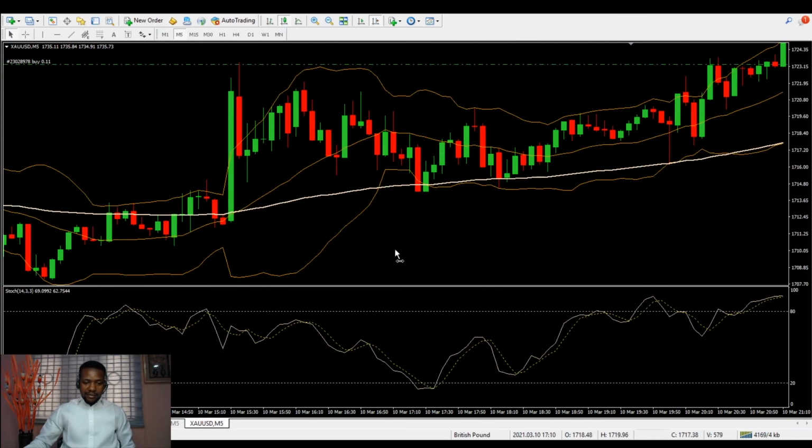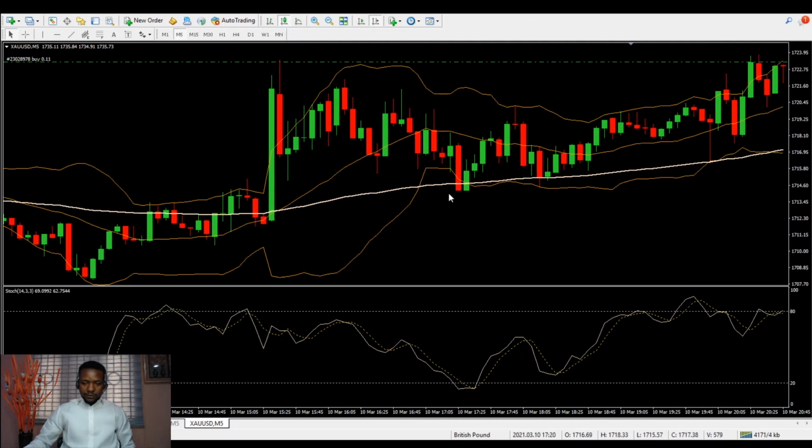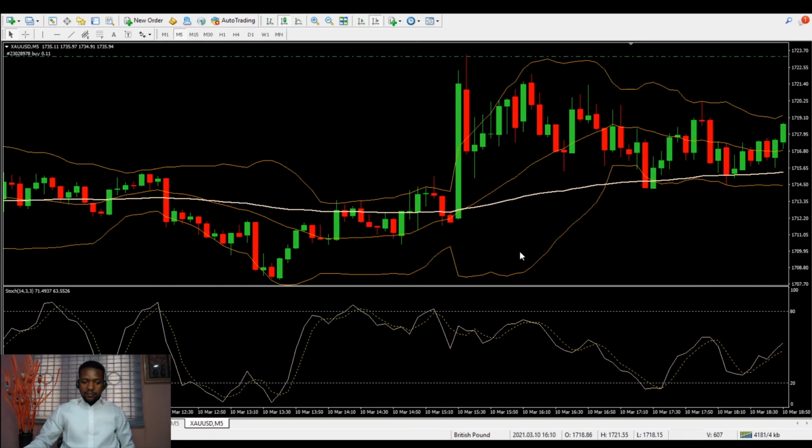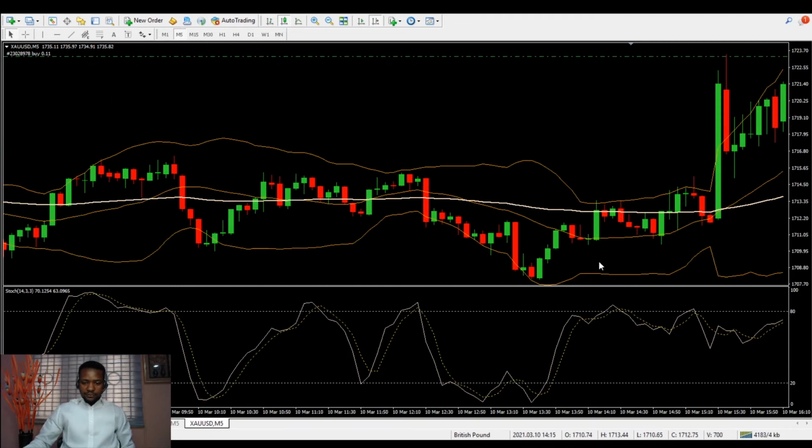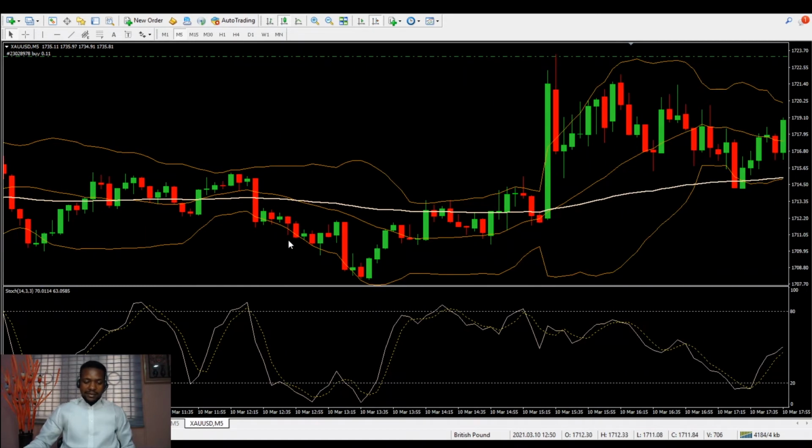Now we'll go back in time again. We'll see it here again. Price closed outside the band. This new candle is closing inside the band. The stochastic oscillator is coming back into the 20 line. If you had placed a buy trade here, it went up, you will have made a lot of money. So that is how to apply it.